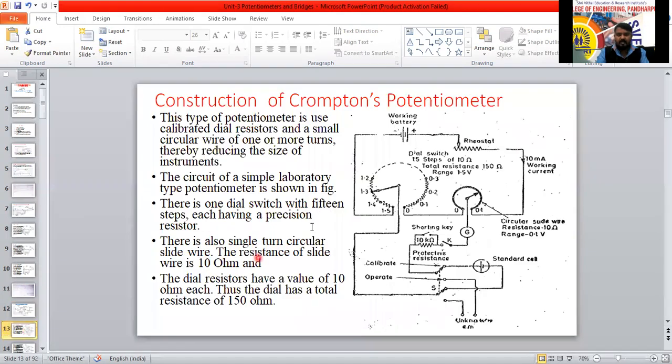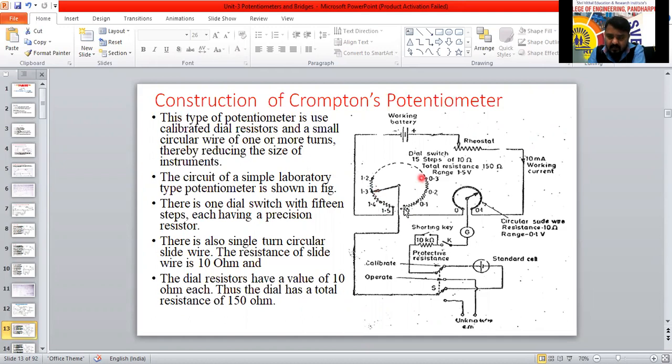Today's class I will explain the construction only. Tomorrow's class we will discuss the working. See here, this type of potentiometer uses calibrated dial resistors and a small circular wire of one or more turns, thereby reducing the size of the instrument. We are going to use calibrated dial resistors.